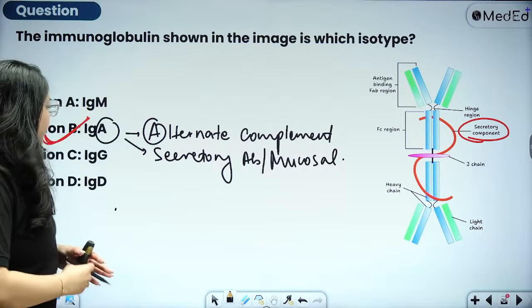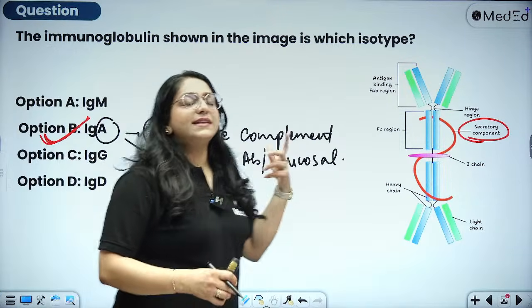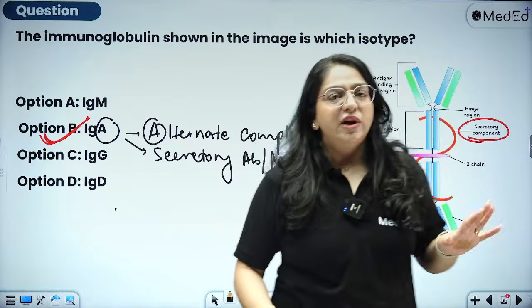So IgG will activate your complement pathway. It rises in past infection. I think all of this is general knowledge by now.